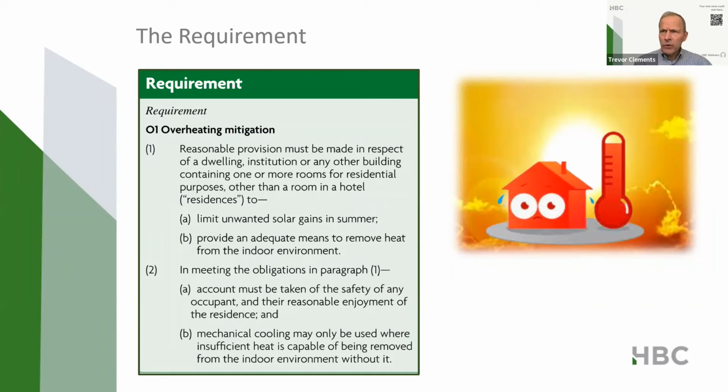So after that clause, we've got clause 2, and that says that in meeting the obligations in para 1, account must be taken of the safety of any occupant and their reasonable enjoyment of the residence, and B, that mechanical cooling may only be used where insufficient heat is capable of being removed from the indoor environment without it.